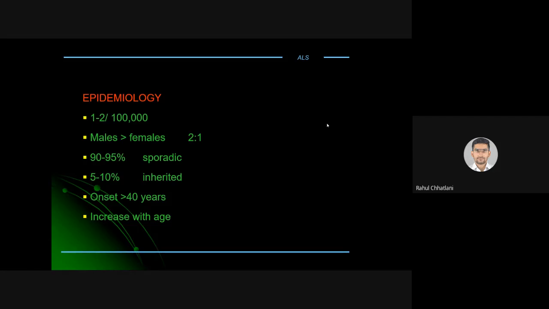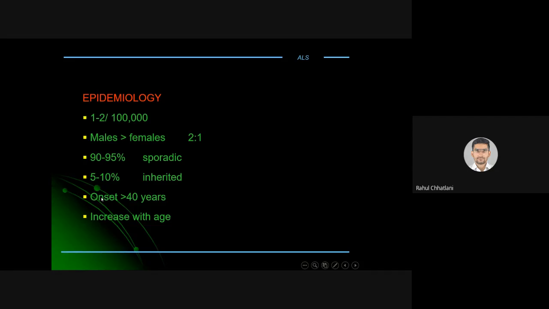5 to 10% is inherited. Inherited means father, grandfather, mother, grandmother, and all those linkages are there. So whenever you take the history, the patient may report a death or a diagnosis of such a disease in the family. Probably their answer will be yes if they belong to this 5 to 10% inherited population. The other 90 to 95% is always first time, acquired, not genetic.